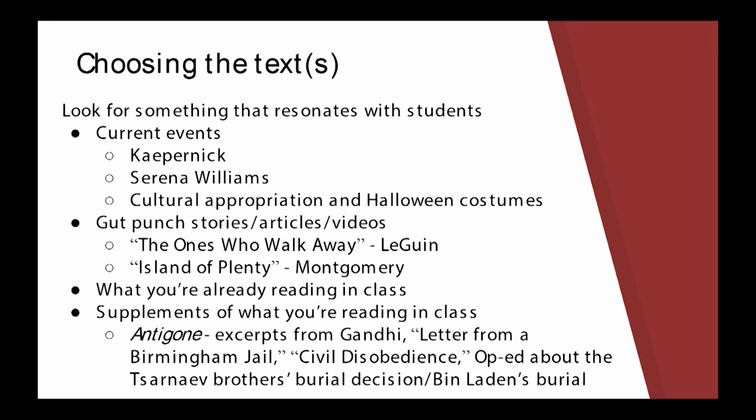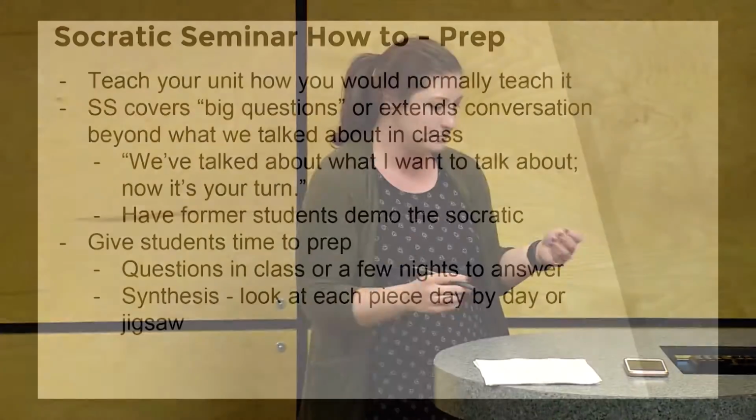So when I taught Antigone, we would do a Socratic Seminar pulling excerpts from Gandhi talking about civil disobedience. We used Letter from a Birmingham Jail. We used civil disobedience. We used an op-ed about the Tsarnaev brothers from the Boston bombing and their struggle to find burial for that brother in the United States. An op-ed about bin Laden's burial. And we layered that on top of our discussion of Antigone. Okay, so you have lots of options for what texts you choose.